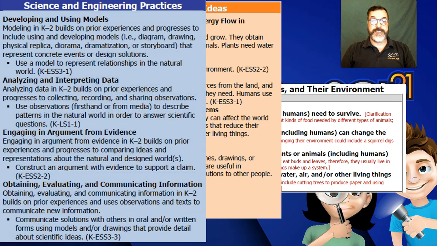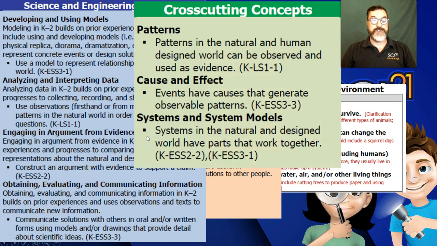Students are also expected to engage in 4 key science and engineering practices to aid in sense-making of these science ideas. Students should continue to use the cross-cutting concepts of patterns and cause and effect, as they have in the other 2 units. In this unit, we introduce a new cross-cutting concept of systems and system models, of how the parts of a plant and animal systems work together.